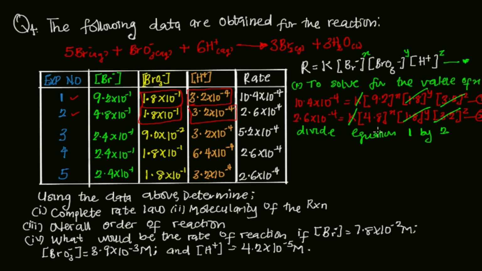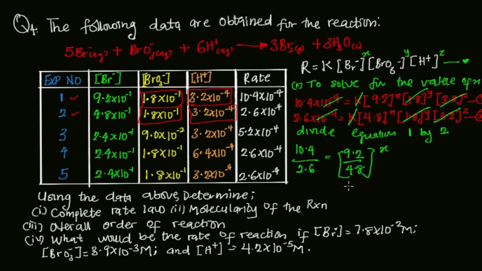This is 9.2 and also 4.8. So I'm going to divide equation 1 by 2, and by doing so I'm going to have 10.4. Then this as well is going to cancel out. Then I'm going to have 10.4 divided by 2.6 is equal to 9.2 divided by 4.8, in this case all raised to the power of x, right? So that's what I'm going to have.